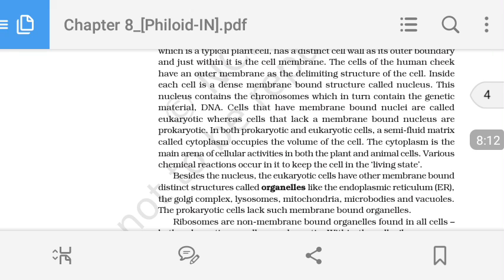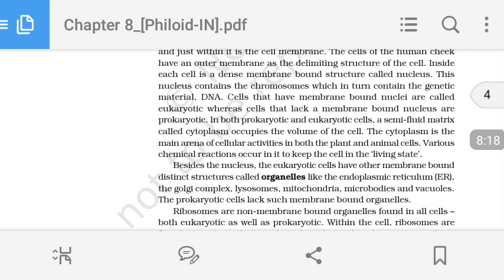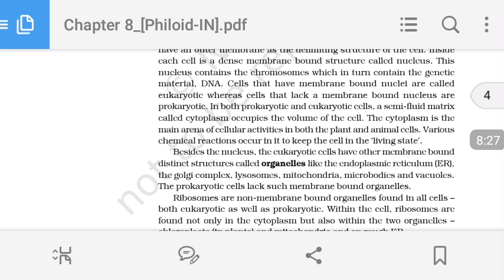In both prokaryotic and eukaryotic cells, a semi-fluid matrix called cytoplasm occupies the volume of the cell. Then the cytoplasm is the main arena of cellular activities in both the plant and animal cells. Various chemical reactions occur in it to keep the cell in the living state.